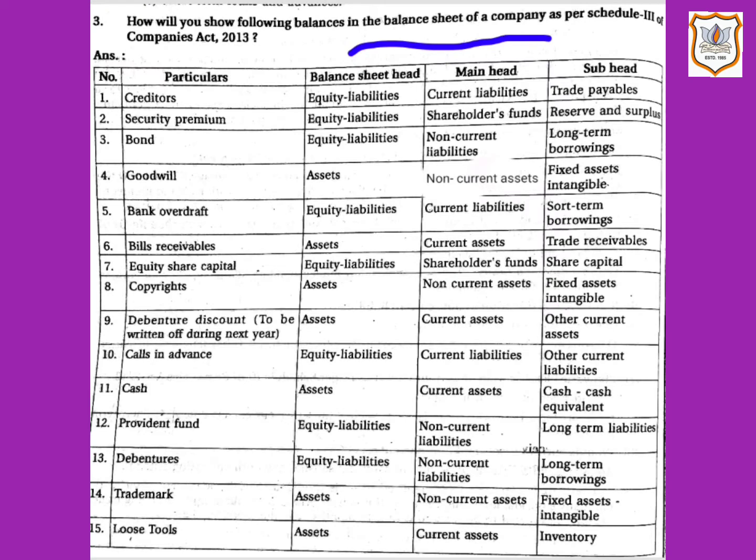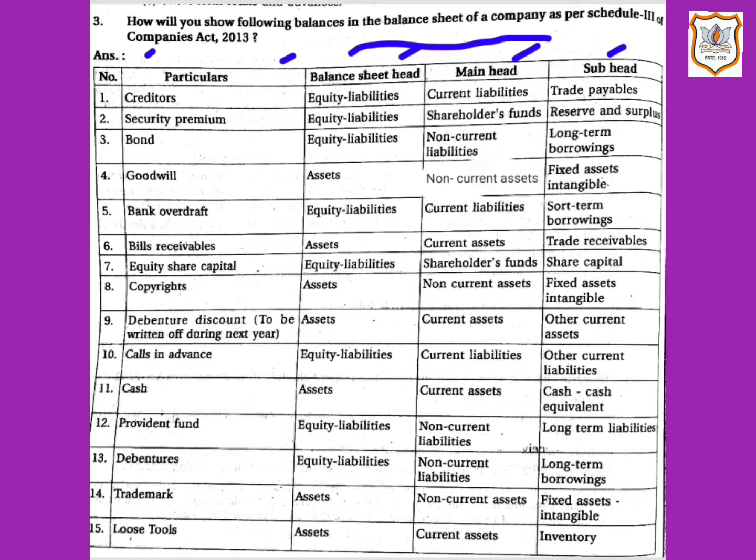We know that balance sheet has two main headings. First one is equity and liabilities and second is assets. Equity and liabilities and assets and their subheads are to be shown. So you know that every head has subheads. Subheads also comprise of various items. So let us see how these balances will be shown. Here we have to prepare 5 columns as you can see here. First is serial number, then particulars, then balance sheet head, then main head, then subhead.